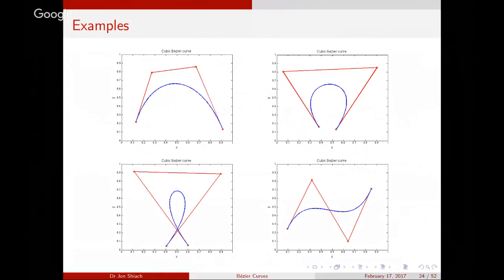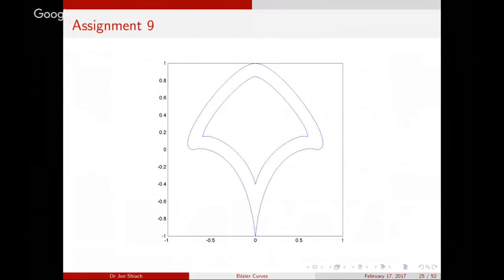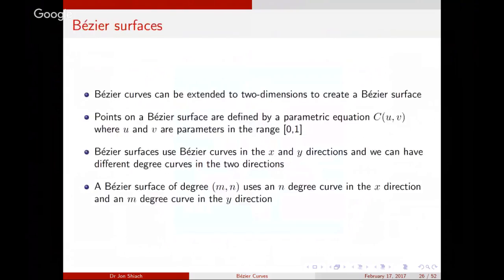So here we've got some examples which we saw this morning of the cubic Bezier curve. Cubic Bezier means it's a polynomial of degree 3, and therefore we need 4 points to define our curve. And here are just some examples which I showed in this morning's lecture. Right, and I'll come back and talk a bit more about the assignment later on.